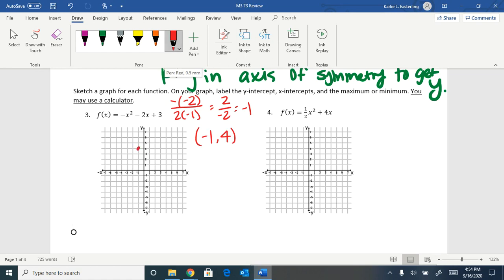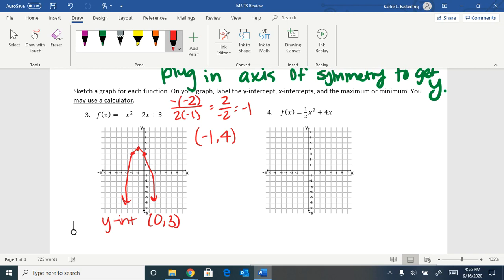So I would go to negative 1, 4 and plot a point. I would then probably be very smart and look to see if I can look at my y-intercept, which I would label as well while I'm at it. And we're looking at (0, 3). So I would probably use my axis of symmetry, which goes straight down to get my other point, which is going to be (negative 2, 3). And I would go ahead and graph this.